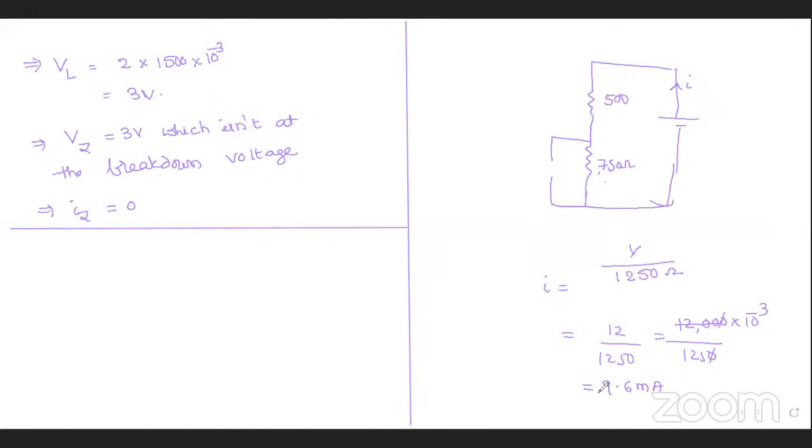Now 9.6 milliamperes is the maximum current that can pass through the 2 resistors. Here, if no current is passing through the Zener diode, the maximum current passing through it is 9.6 milliamperes. Now with 9.6 milliamperes, what will be the potential difference across it?